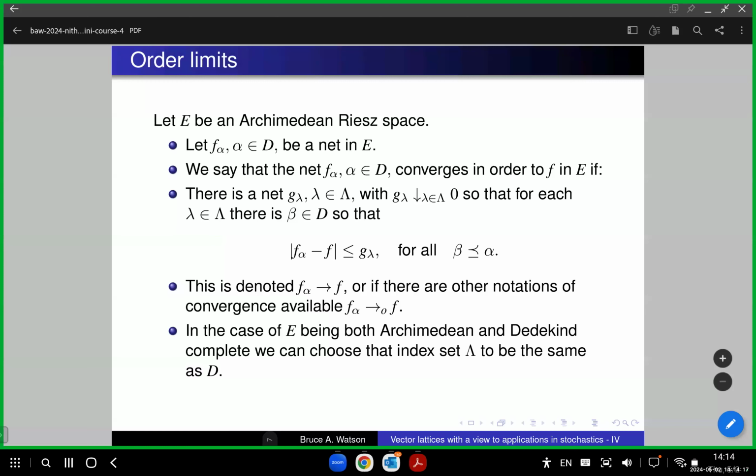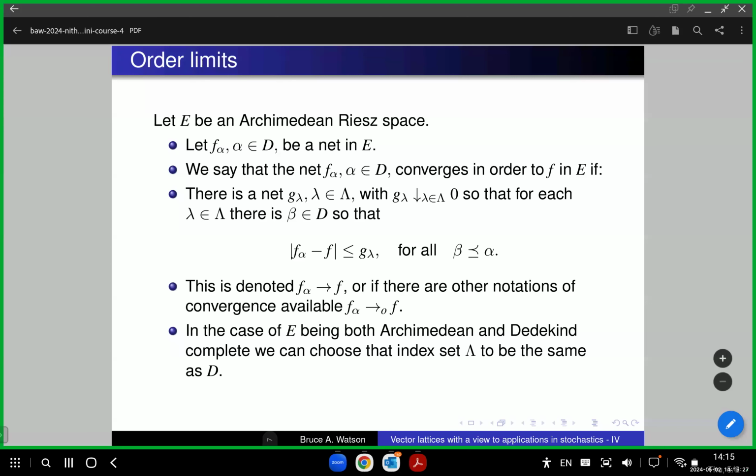And the next object we need to revise briefly is the concept of an order limit. So if we have an Archimedean Riesz space E and f alpha is a net, we say that f alpha converges in order to f if there is another net, g lambda, for some index set capital Lambda, so that g lambda is downwards directed, and for each lambda in capital Lambda, there is a beta in the index set D of our original net, so that for all successors alpha of beta, the absolute value of the difference between f alpha and f is less than or equal to g lambda.